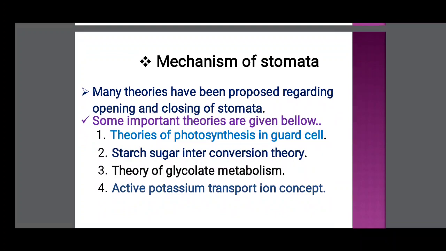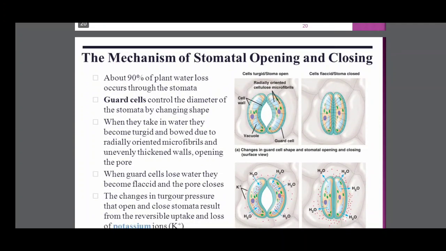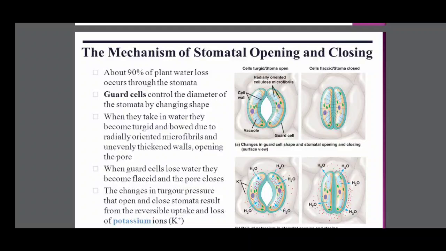There are four theories explaining the mechanism of stomata: theory of photosynthesis in guard cell, starch-sugar interconversion theory, theory of glycolate metabolism, and active potassium transport ion concept. So, the mechanism of stomatal opening and closure: as I was telling in the physiological process, water enters the guard cell and the stomata open; water goes out from the guard cell, and that is the closure.